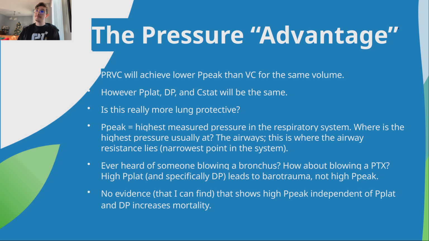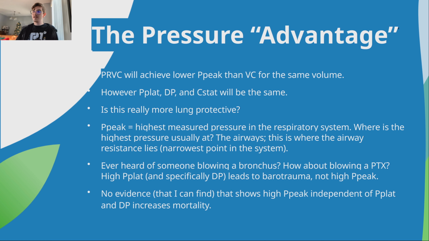Think about it. Now, peak pressure. This is the highest measured pressure in the respiratory system. Now, I want you to think about, where is the highest pressure usually located? Once again, it's airway resistance plus lung compliance. Lung compliance is the measure at the alveoli. Airway resistance is obviously at the level of the airway. So the narrowest point of the airway is going to have the highest resistance.